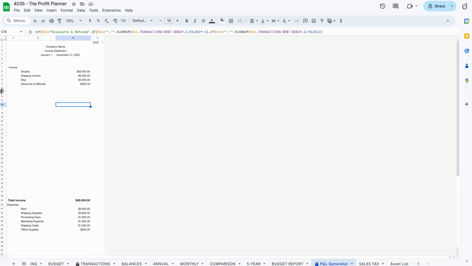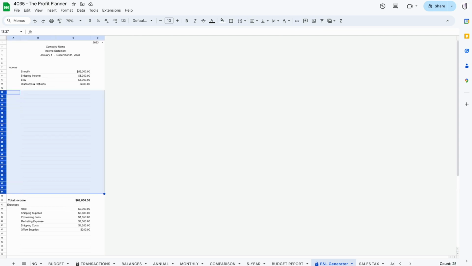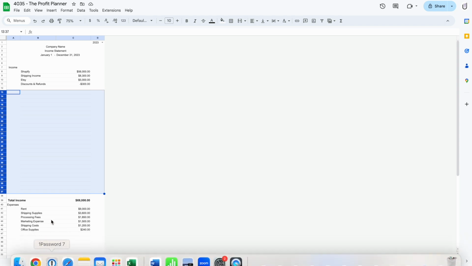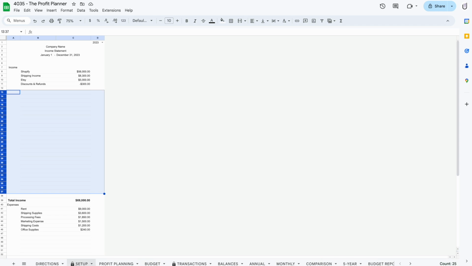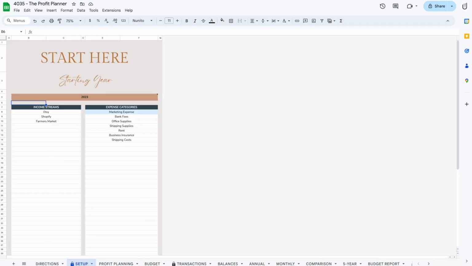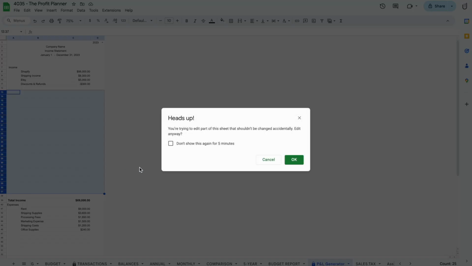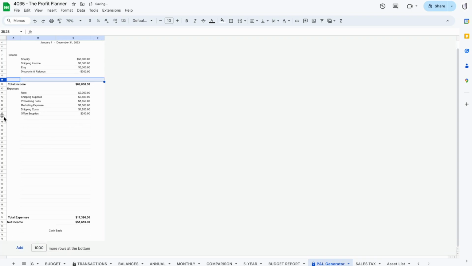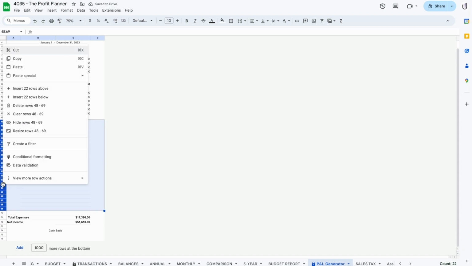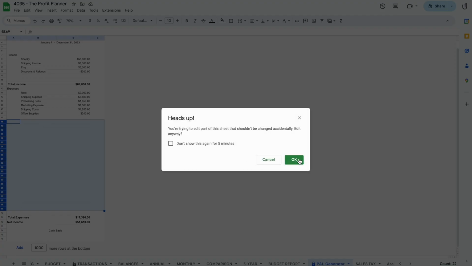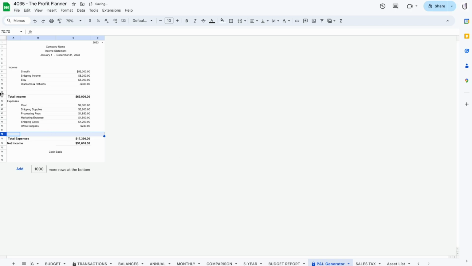Now, you may want to clear out some of this blank space before you do it. The reason there is so much blank space is because on the setup tab, you have so many options available for all of your categories, so I have to leave room for that on the generator. But to hide the white space, you'll just highlight these rows, right click, choose hide rows and select OK. Do the same thing for the expenses here. Select, right click and hide. When you want to unhide them, you're just going to select these little arrows to unhide those rows.